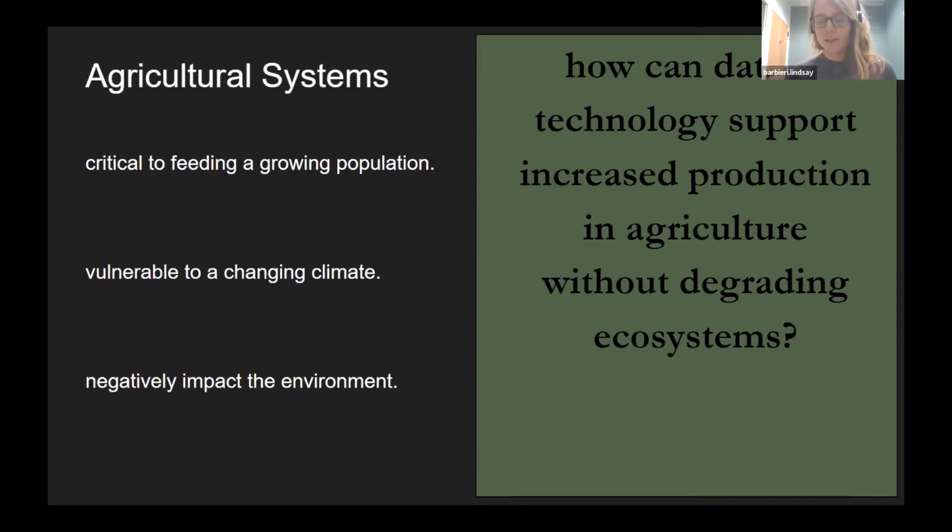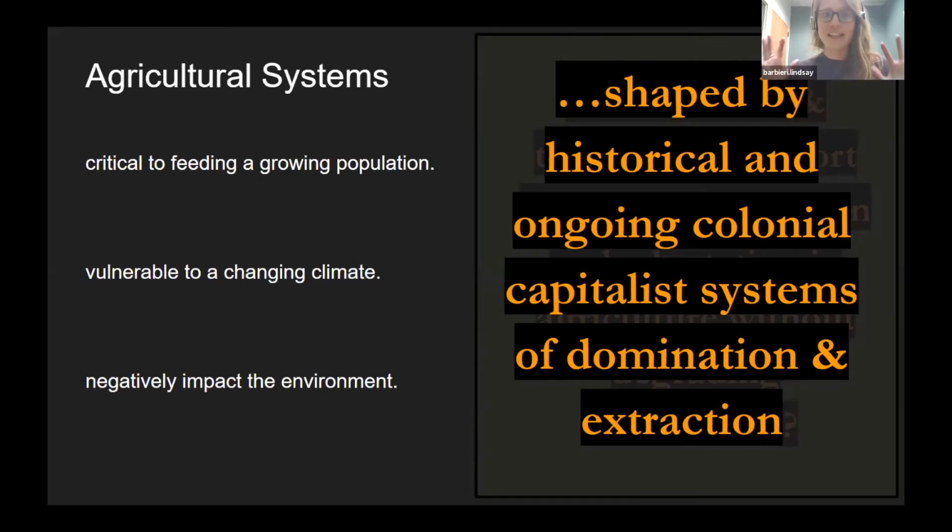But I do want to take a minute, and I think this is really important. This is where the critical piece comes in: to actually take a minute to think about how all of these systems, both our food system, our technologies, our data, are really shaped by historical and ongoing systems like colonization and capitalist systems that are often focused on, or can be often focused on, domination and extraction.